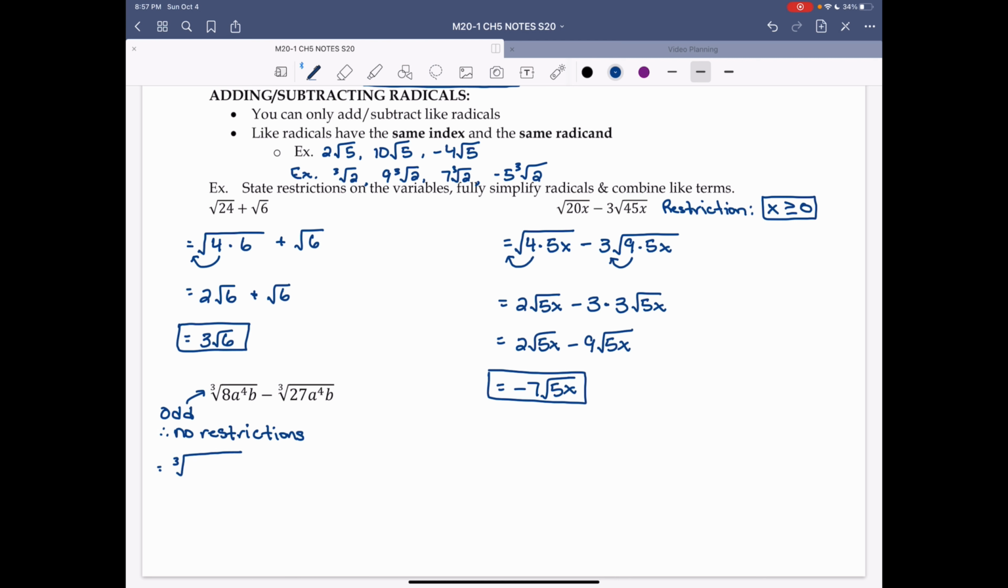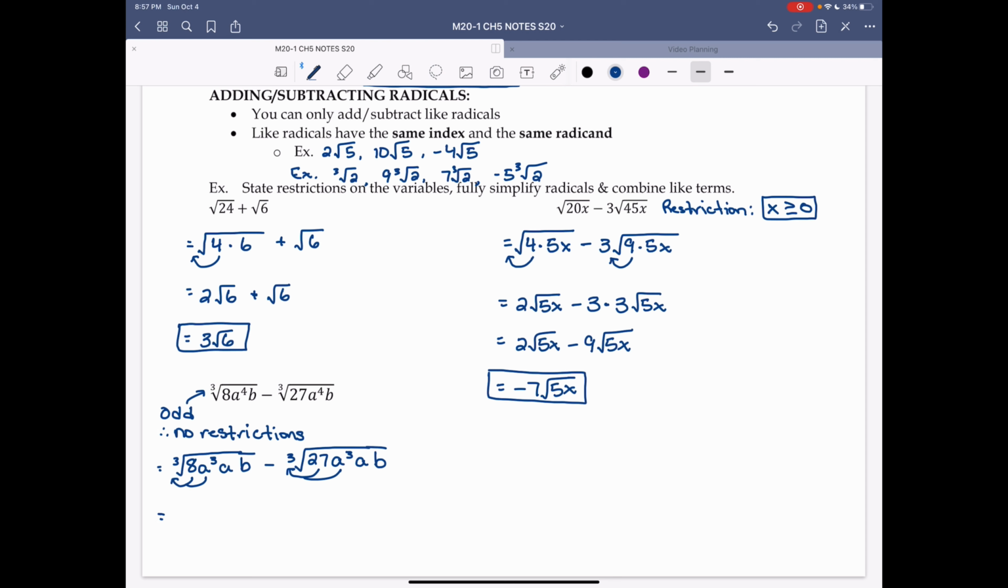Cube root of 8. We want to split a to the 4 up so that we have an exponent that's divisible by 3. So a to the 3 times a. Then we have b minus the cube root of the biggest perfect cube that divides 27 is 27. Again, it's a perfect cube. A to the 4 we want to split up as a to the 3a, and then we have b. We can take the cube root of 8 and the cube root of a to the power of 3. We can take the cube root of 27 and the cube root of a to the power of 3.